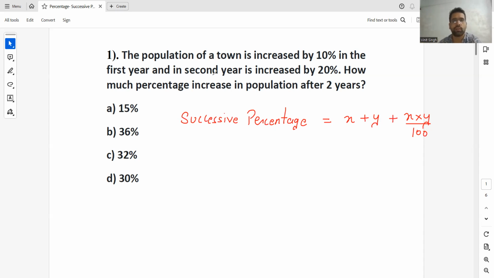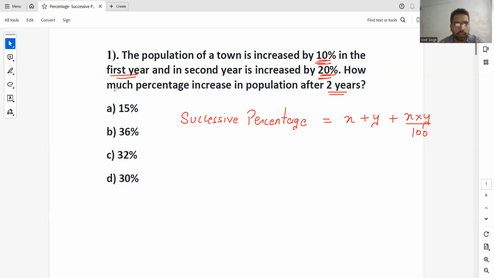Now, question number 1. The population of a town is increased by 10% in the first year, and in the second year it is increased by 20%. So how much percentage increase in population after 2 years? We have to find how much percent the population will increase after 2 years. In the first year it increased 10%. In the second year it increased 20%.